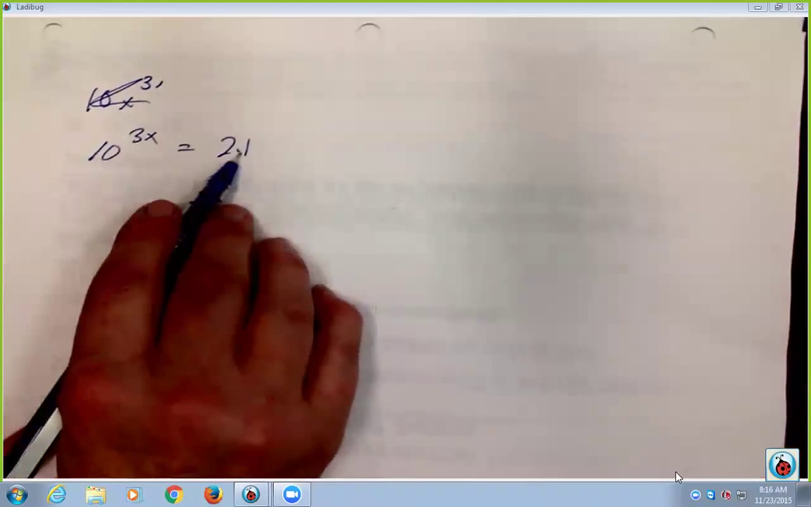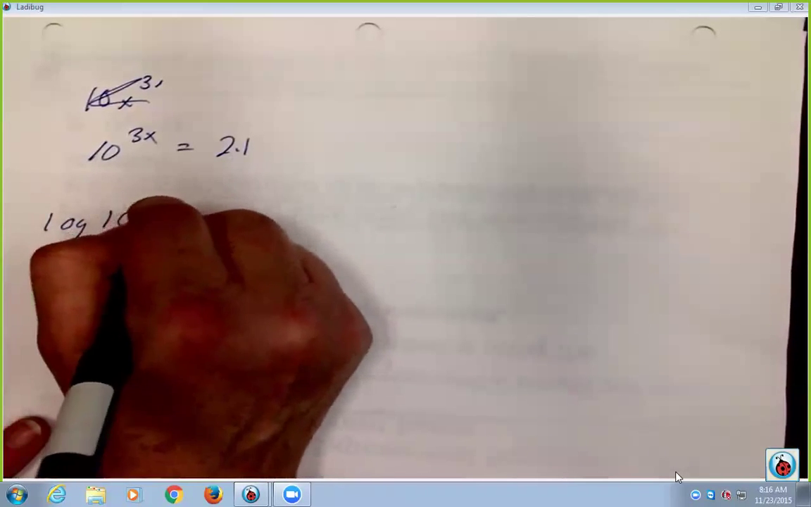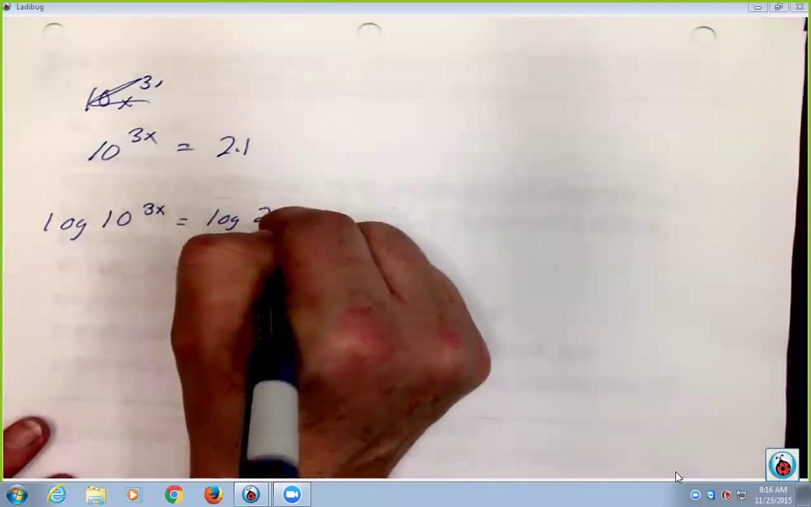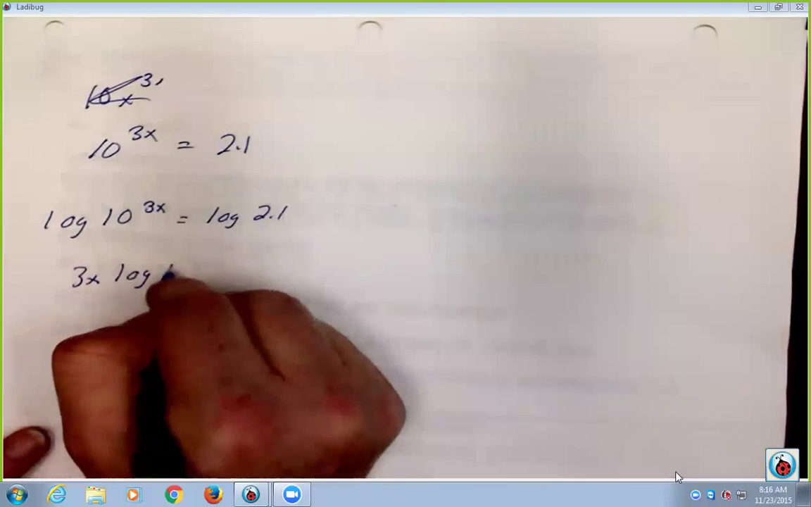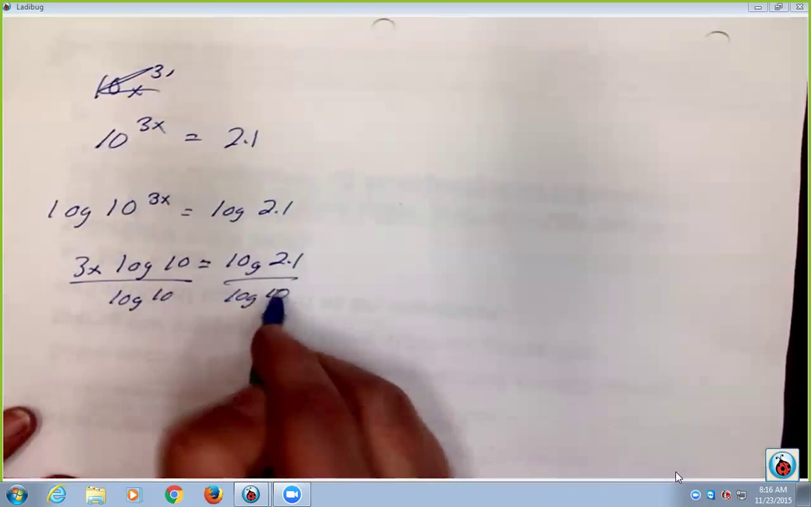So if I take this and I make each side a log, notice I can never ever get these bases to match. They never will match. So if I put a log on each side, then use my rules that the 3x needs to come out in front, because if we're going to solve that, we need to do that. Then to get 3x by itself, if I divide off log 10, are we good so far?